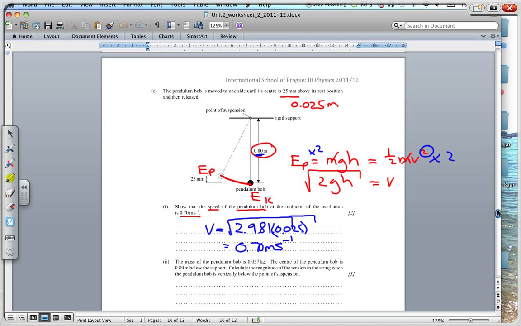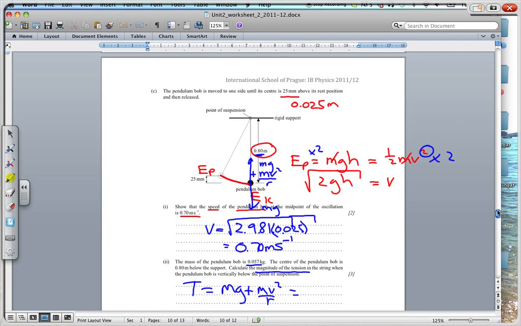Now we continue. The mass of the pendulum is 0.057 kilograms. The center of the pendulum is 0.8 below the support. Calculate the magnitude of the tension in the string when the pendulum bob is vertically below. So this is what we said before. It's going to equal mg, the weight. And this force over here has to equal mg, to cancel it out, plus it also has to be mv squared over r to provide for the centripetal acceleration. So it's plus mv squared over r.